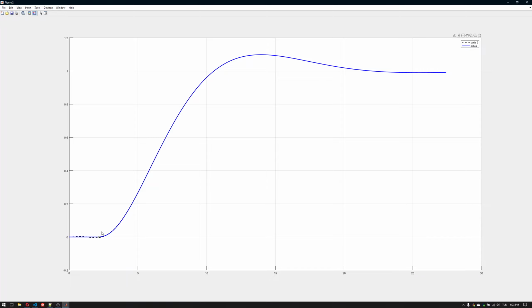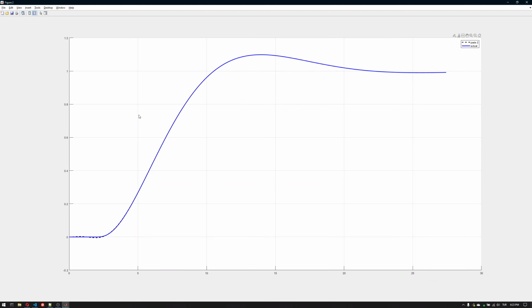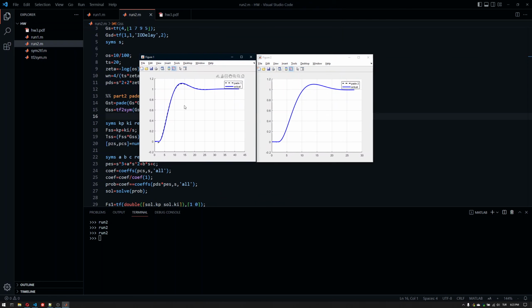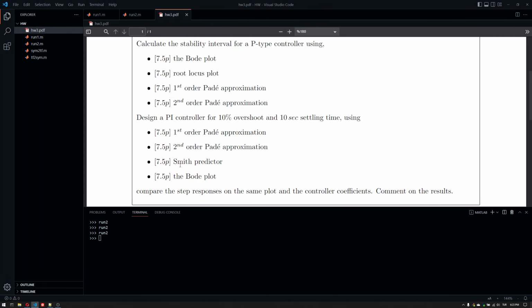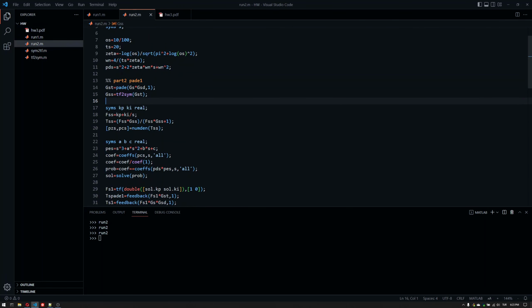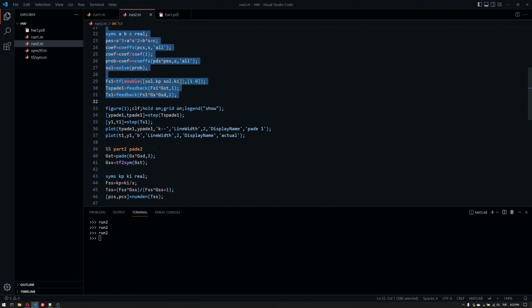We can see that the second order Padé approximation is exactly on top of that. If we examine the step info, I would say Padé 2, the second order Padé approximation, does a better job, but we don't have too much control over this. We just solve the unique solution, so we can skip to the next part here. The Smith predictor is again kind of interesting because the Smith predictor part is quite simple again, but we'll see.